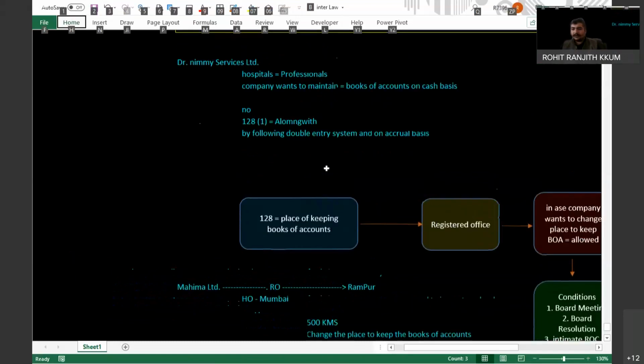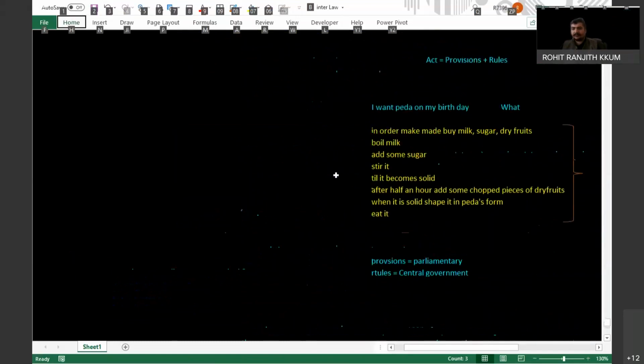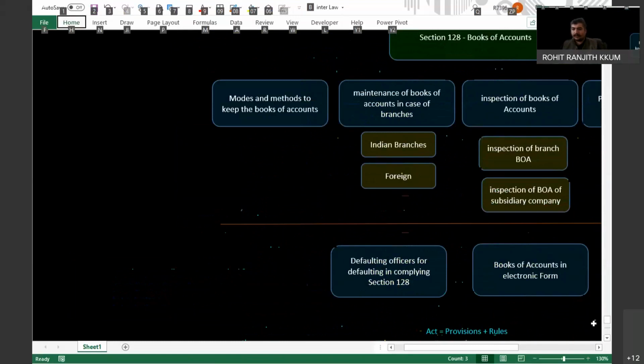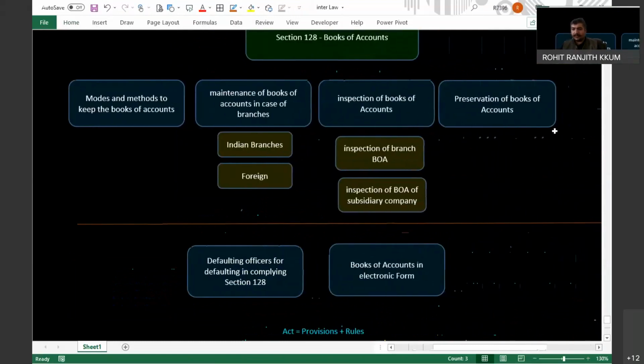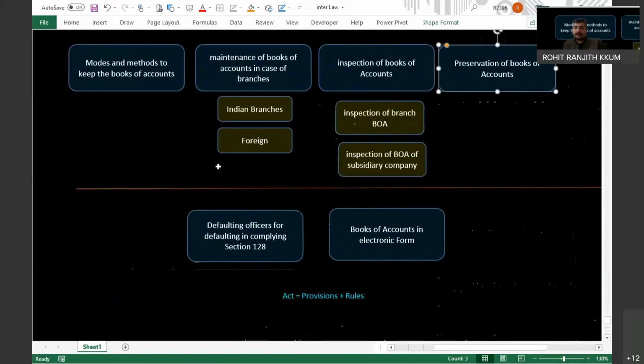After inspection, the next topic here is preservation of books of accounts. Okay, answer one question: as far as the books of accounts are concerned, isn't it a statutory record? Statutory record in this sense what? The governmental records, just like the court. Isn't it the governmental records?